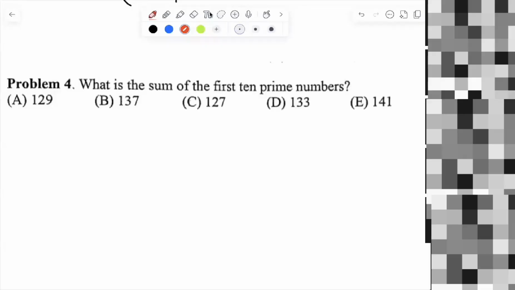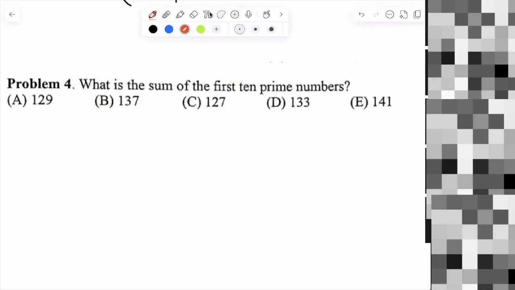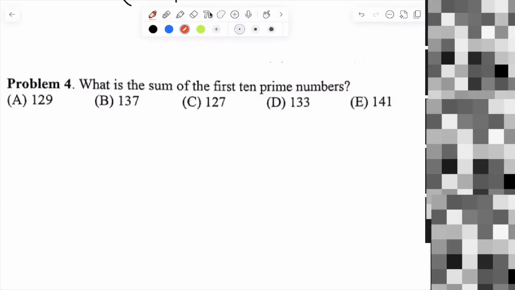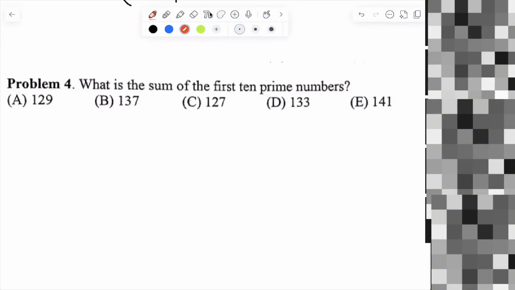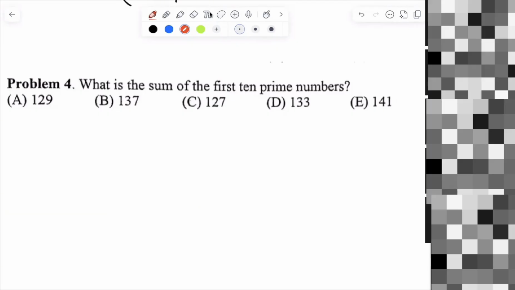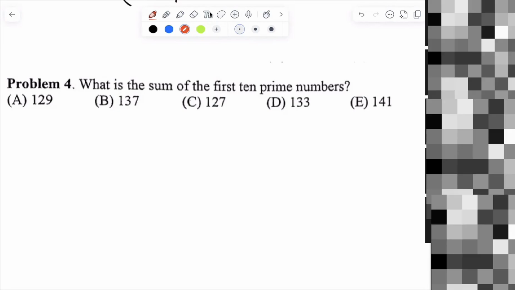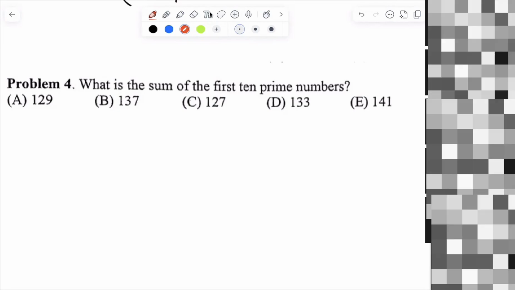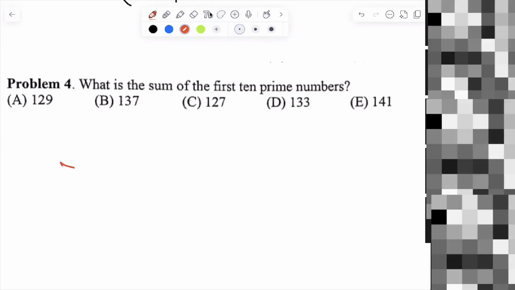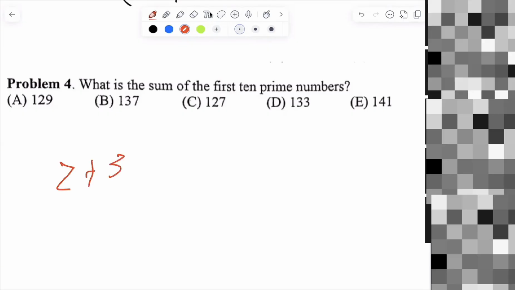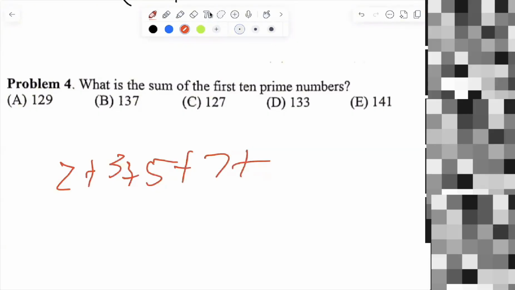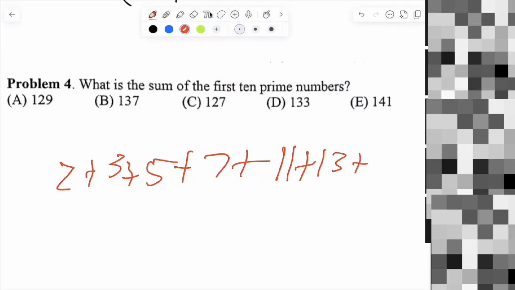Let's get started with this question. So basically, how are you supposed to approach this? Well, one way to do this is to just add them all up and find it out. That's the most straightforward way, unless you have memorized these prime numbers and you know the sum already, or you've done this question before. But I think this is what everybody's going to do. You just list out the first 10 prime numbers and sum them all up.